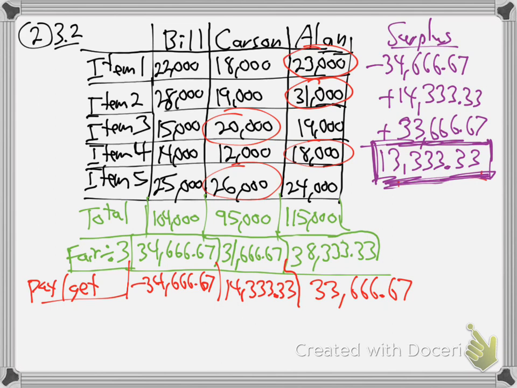So is it making sense? So they're getting stuff and they're getting money, and it's all balancing out to equaling their fair share. Or if they get lots of stuff like Alan, they've got to pay money back. Well, so did Carson actually.